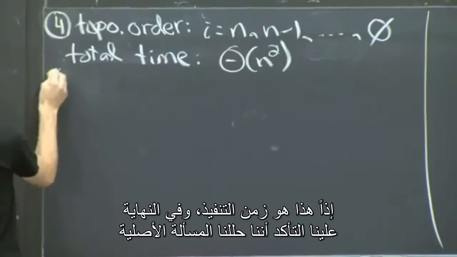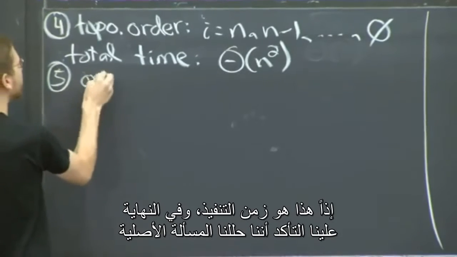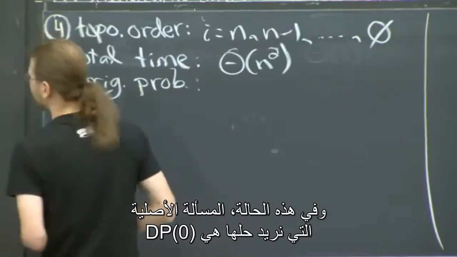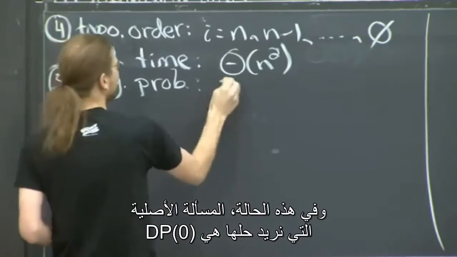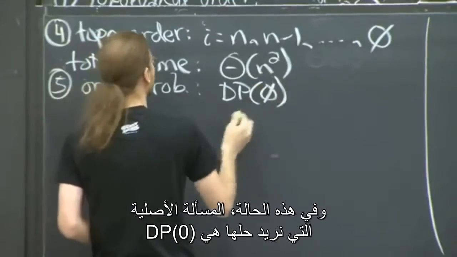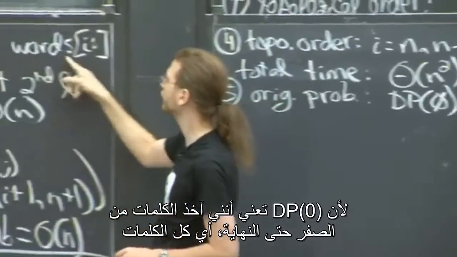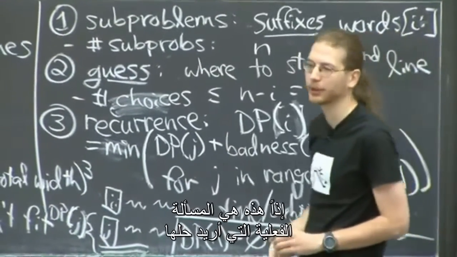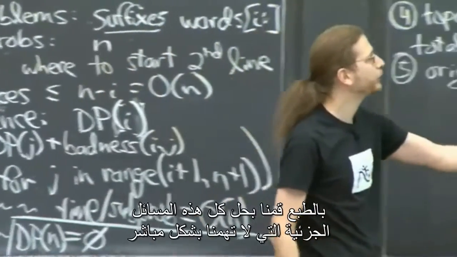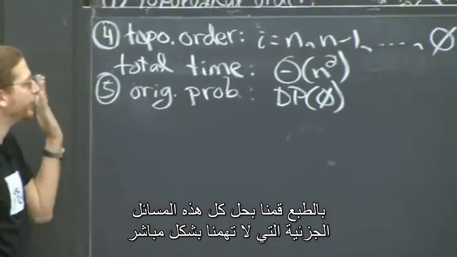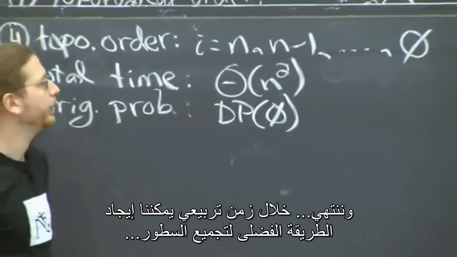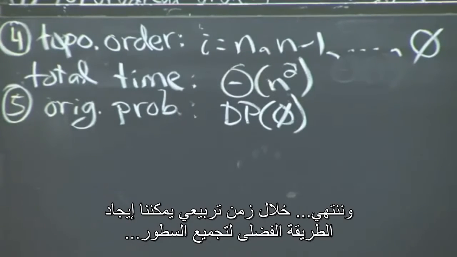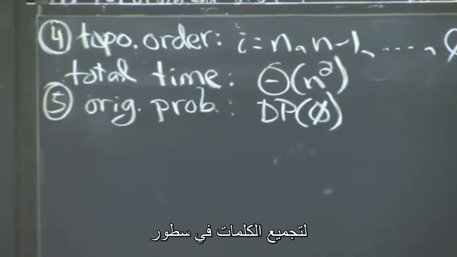So that's the running time. Then finally, we have to check that the original problem actually gets solved. And in this case, the original problem we need to solve is dp of 0. Because dp of 0 means I take words from 0 onwards. That's everybody. So that's the actual problem I want to solve. So we work backwards. We solve all these subproblems that we don't directly care about, but then the first one is the one we want, and we're done. So in quadratic time, we can find the best way to pack lines, pack words into lines.